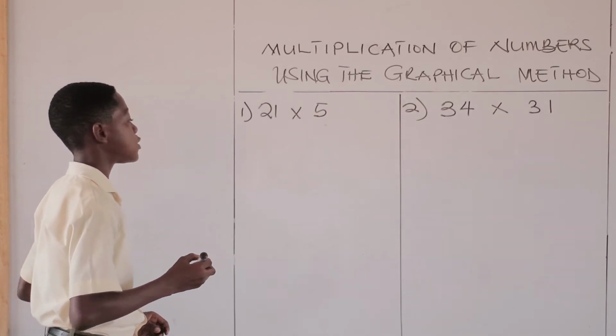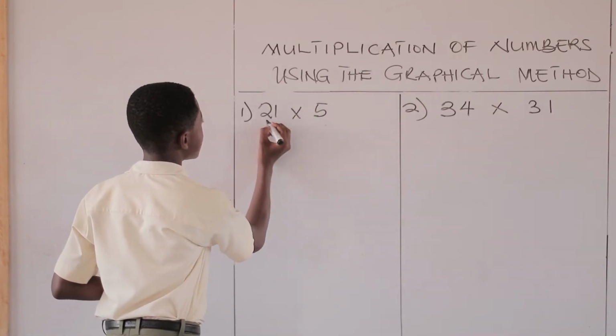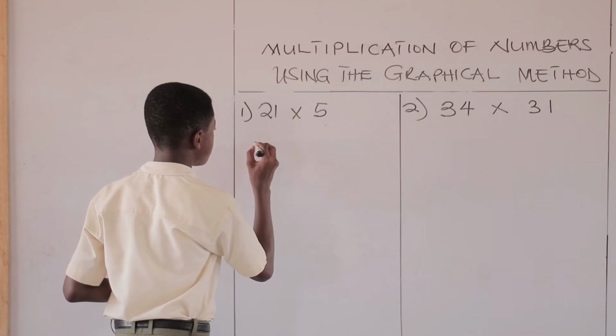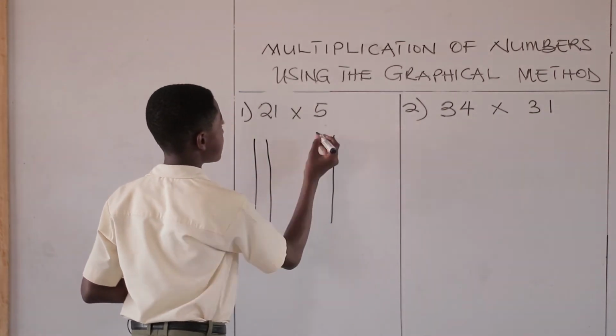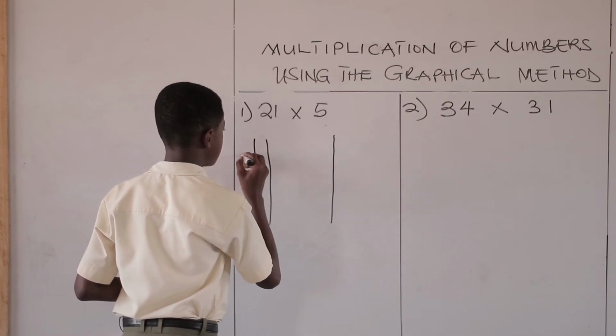We'll be multiplying 2 by 1 digit. Since here is 2, we'll make 2 strokes. And here as 1, we'll make 1 stroke. Here is 5, so we'll make 5 strokes.